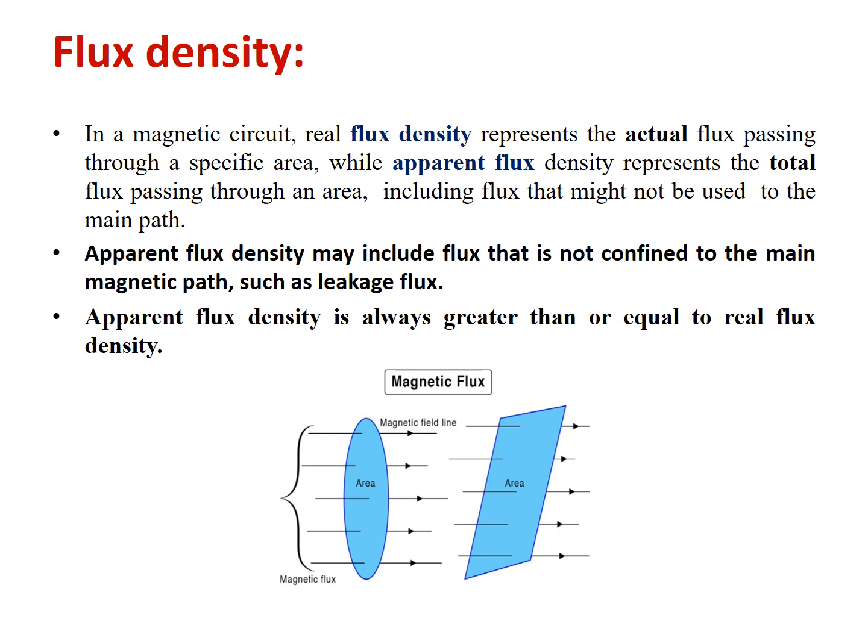So look at the figure and understand how much flux is passing through the unit cross-sectional area. That is B equal to phi by A, Weber per meter square. This is the unit of the flux density.